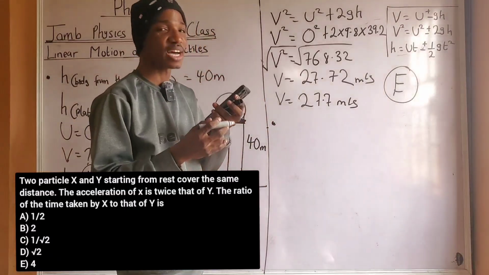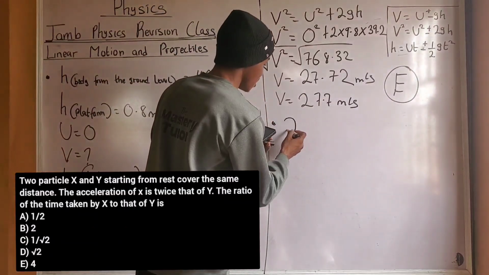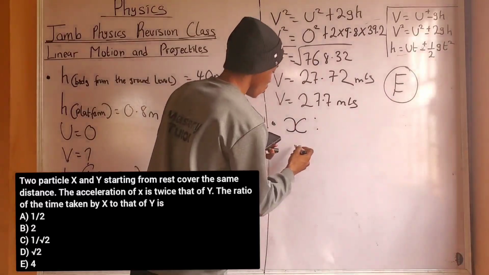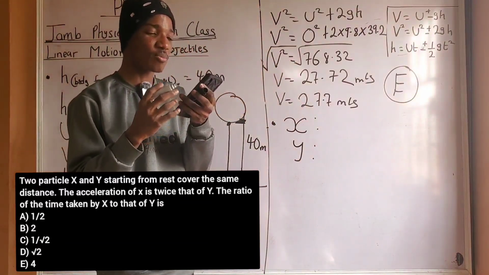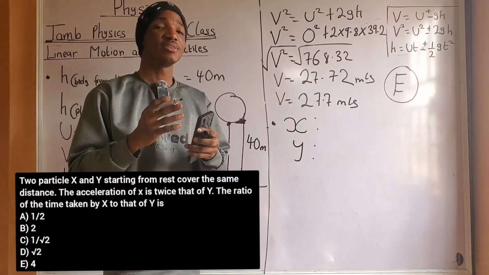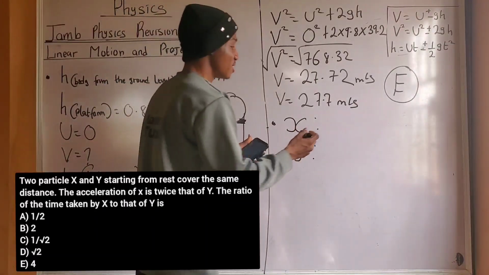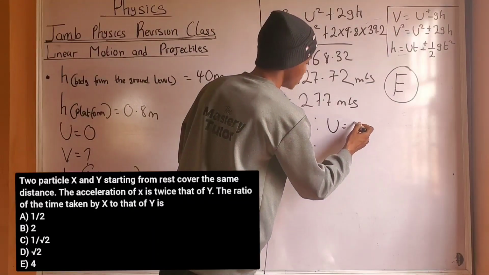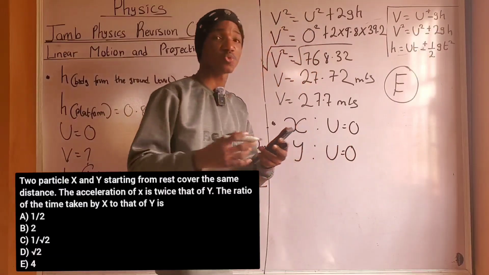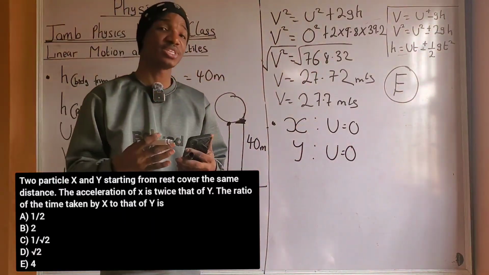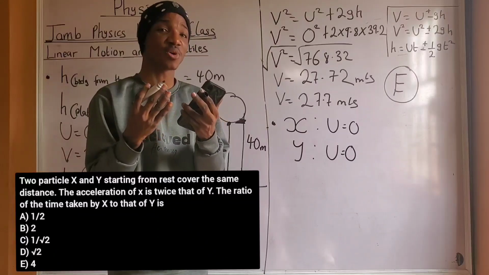Two particles X and Y. Both of them start from rest. Now, listen to me carefully. Since they start from rest, that means that the initial velocity of X is 0. Also, the initial velocity of Y is also 0. Because from the information that we are given, we are told that both of them start from rest.